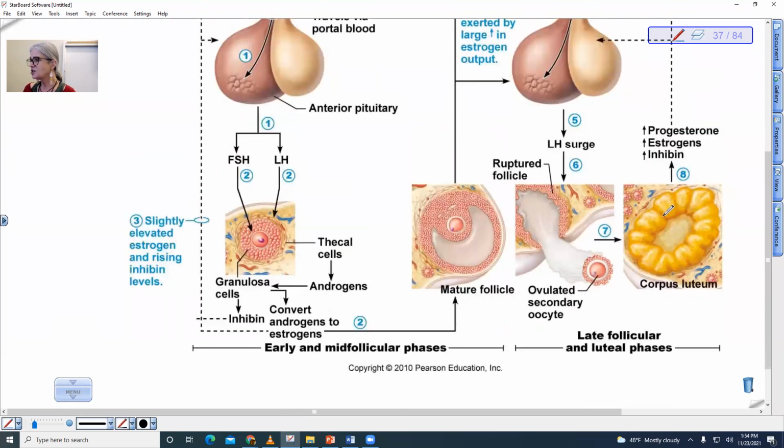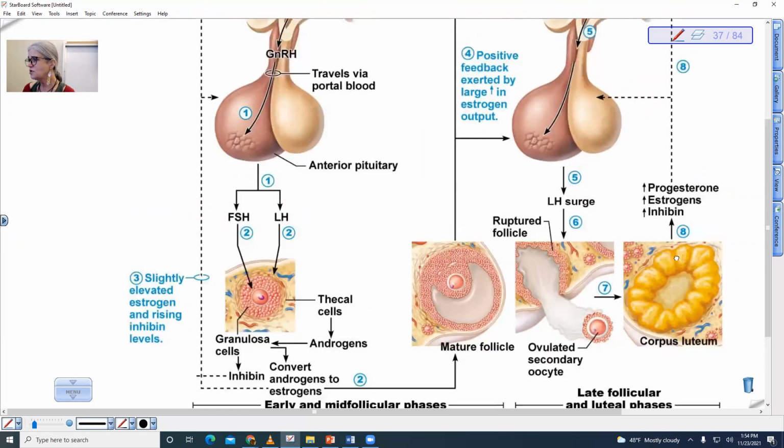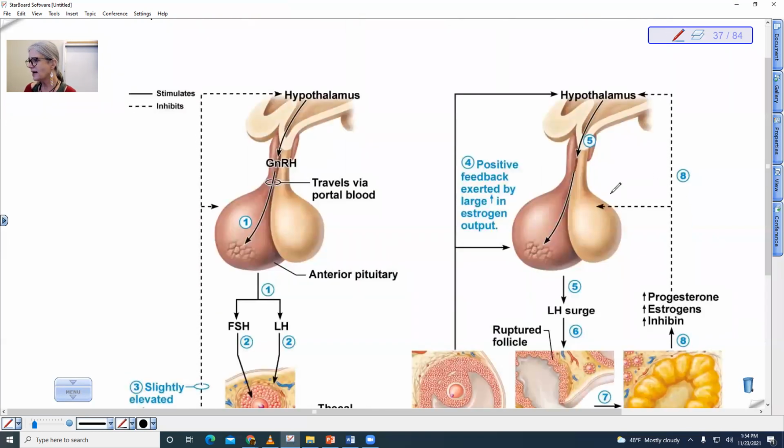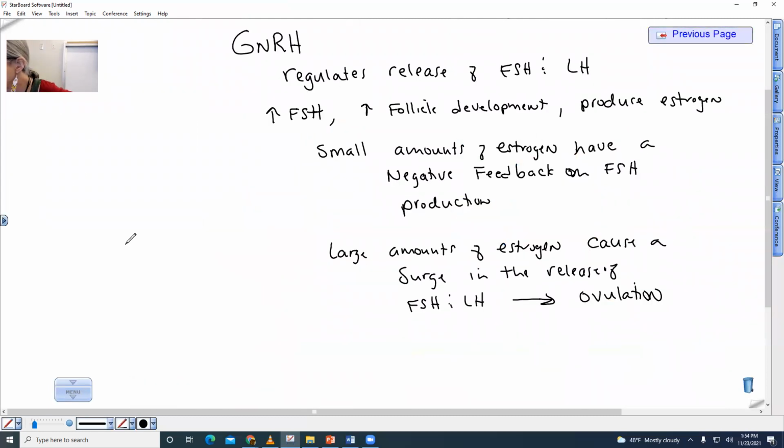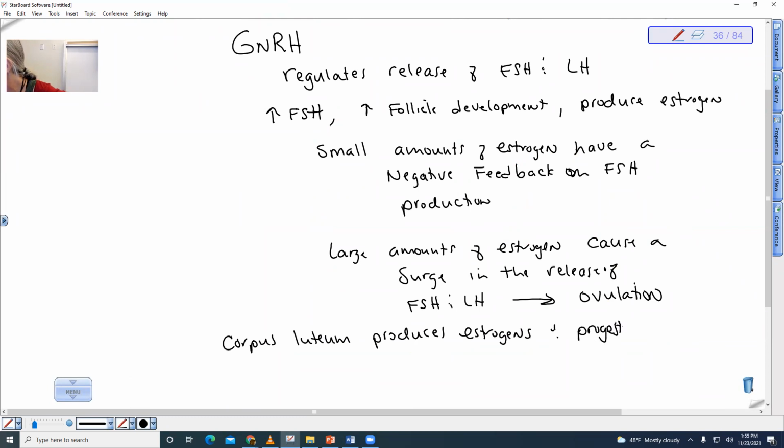Okay, so this LH surge is what causes it to be ovulated, but then the progesterone, estrogens, and other hormones produced by the corpus luteum actually also act as a negative feedback. So let's go back to that. So the corpus luteum produces estrogens and progesterone that has a negative feedback on FSH and LH.